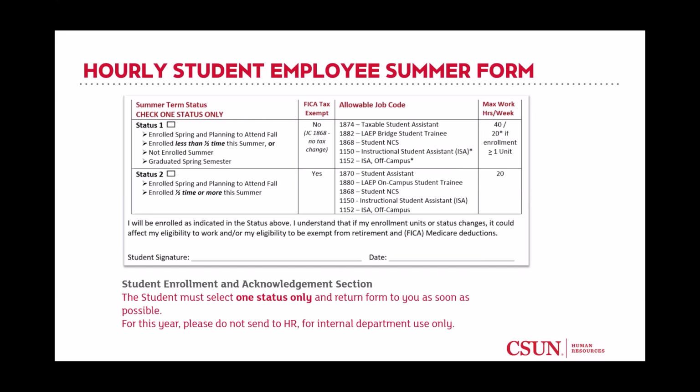So yeah, there's two statuses here. Status one, in the case that they are going to be enrolled less than halftime, or if they're not enrolled in the summer, or if they are a graduated senior, which I'll get into. It's kind of like some caveats there, but the maximum hours per week that they can work would be 40. And then there's also status two, in the case that they're enrolled halftime or more. Then yes, the maximum they can work is 20.